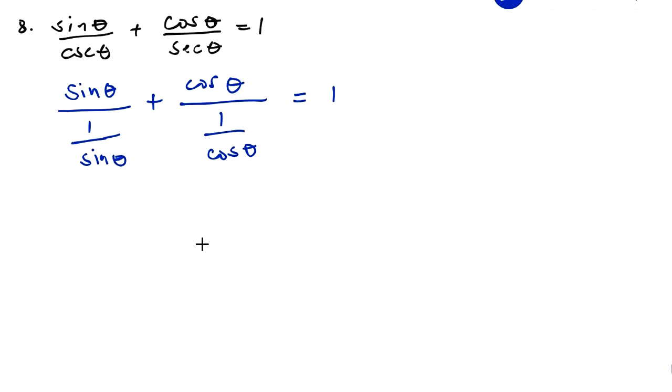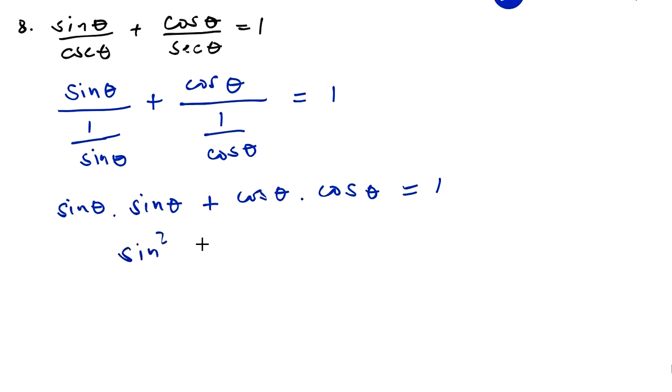In this case, simplify tayo ng itong expression na to. So, we have now sine theta times, i-divide natin, copy the numerator and then proceed to multiplication and get the reciprocal of your denominator. It becomes now sine theta over 1. So, sine theta na lang siya. Plus, dito naman tayo, that is cosine theta times, get the reciprocal of your denominator, which is cosine theta, is equal to 1. So, this time, let's multiply sine times sine, that is sine squared theta, plus cosine times cosine, that is cosine squared theta, is equal to 1.